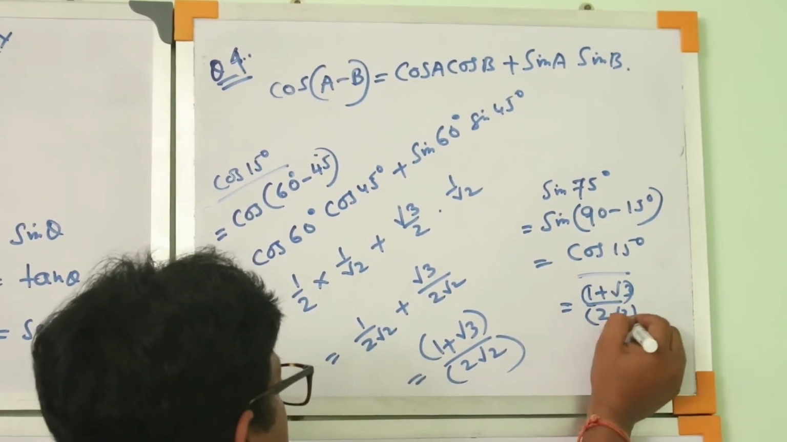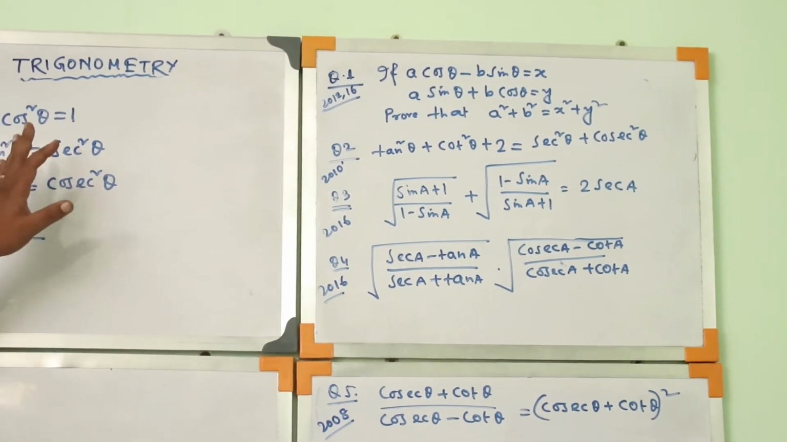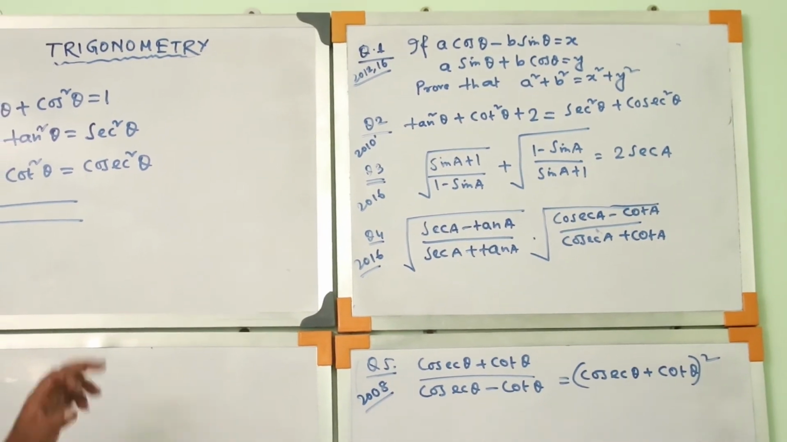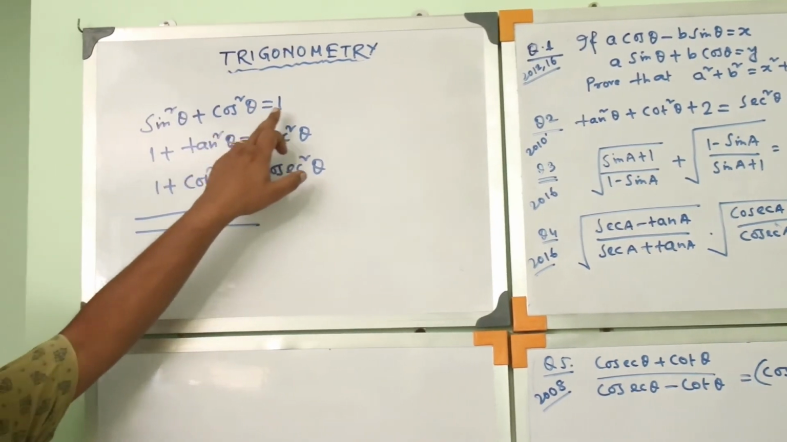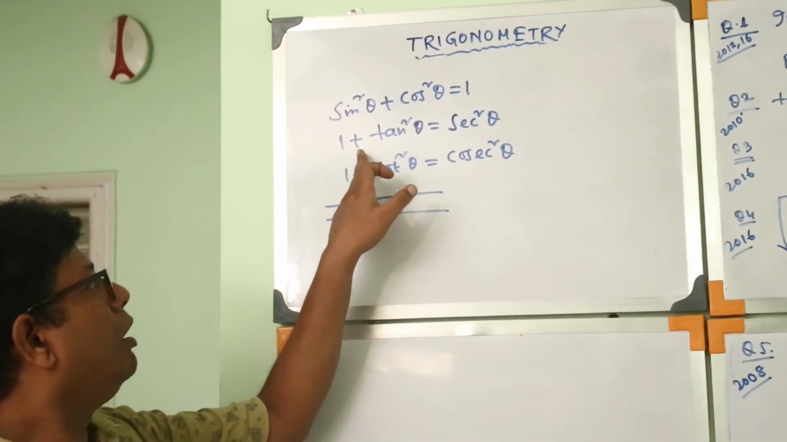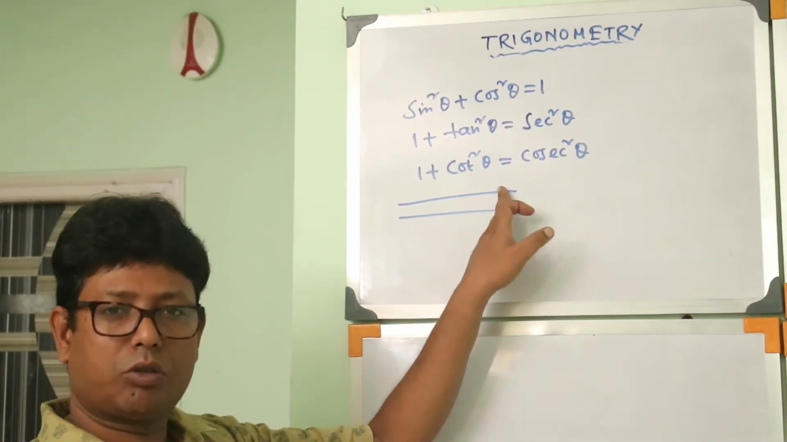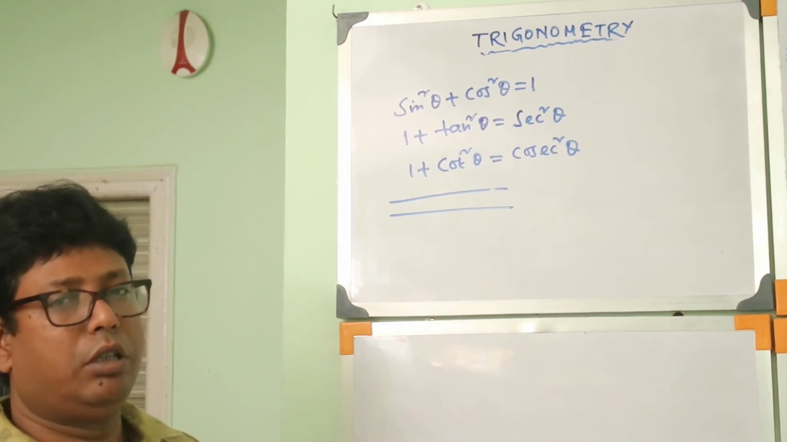Now we are interested in the subtopic of trigonometric identities. For this chapter, you have to remember 3 important formulas: sin square theta plus cos square theta is equal to 1, 1 plus tan square theta is equal to sec square theta, and 1 plus cot square theta is equal to cosec square theta. 3 important formulas.